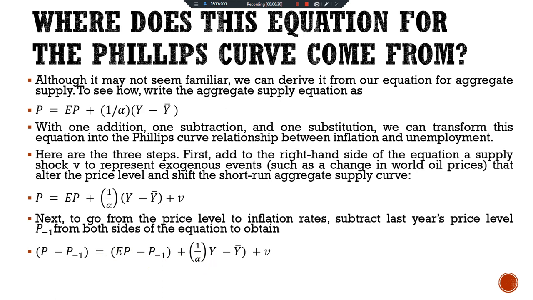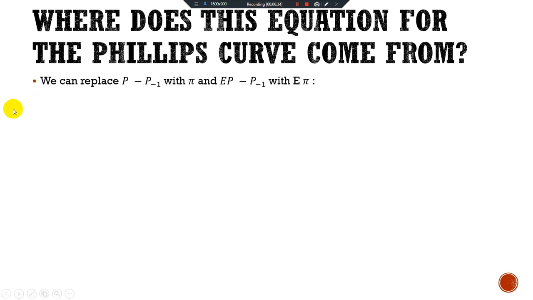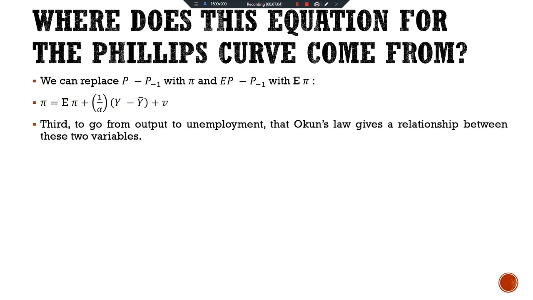So therefore we can replace P − P₋₁ with π and EP − P₋₁ with Eπ. So we get our equation π = Eπ + (1/α)(Y − Ȳ) + v. So this is our Phillips curve equation, which we had in our first slide. The third step, to go from output to unemployment: Okun's law gives a relationship between these two variables.